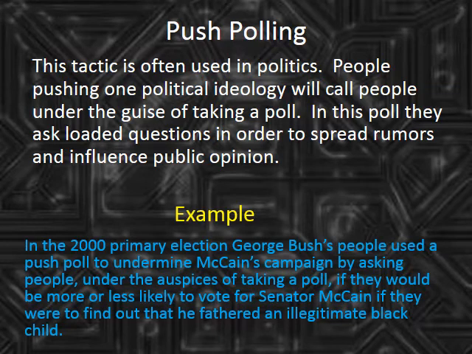Of course, there was no reason at all to suspect Senator McCain had ever done such a thing, and Bush's people knew this. The point of the poll wasn't to find out how people would feel about this, it was to spread the rumor in a particular targeted population that McCain had fathered an illegitimate black child. It was a type of whisper campaign against Senator McCain.